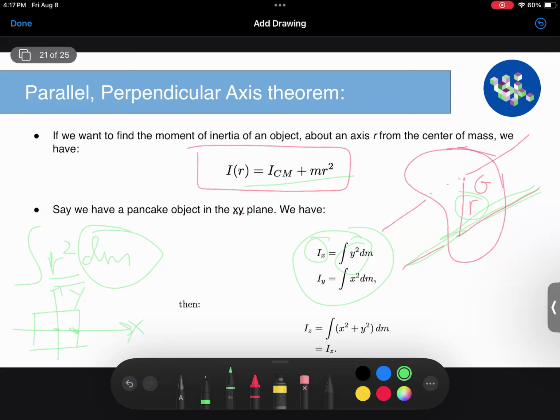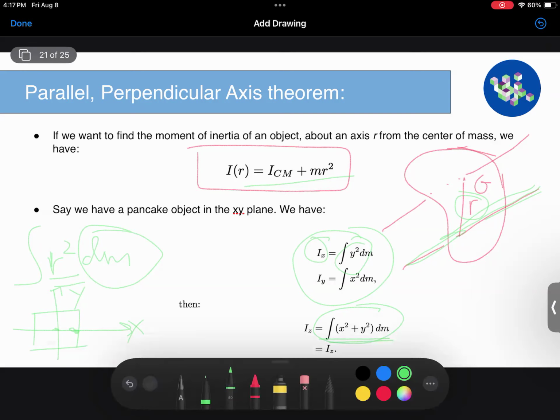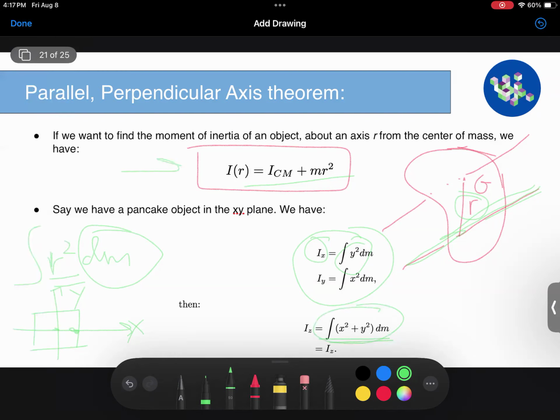Then Iz would be like I'm looking at each mass and its distance to the z axis. And because it's a pancake object, that distance squared is just x squared plus y squared. Because we can add two integrals together into one integral, Iz is just equal to Ix plus Iy. That's a convenient result. That's the perpendicular axis theorem. It's convenient sometimes, but I'd say the most useful one would be the parallel axis theorem.